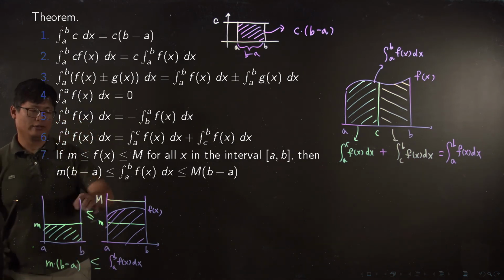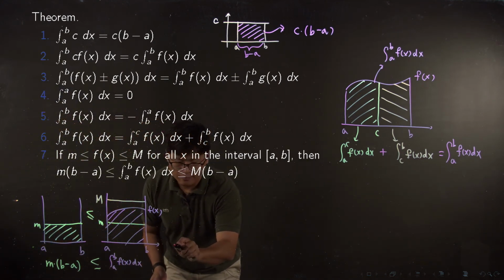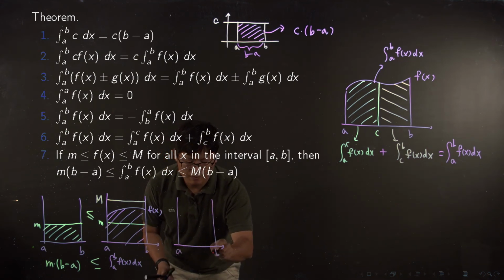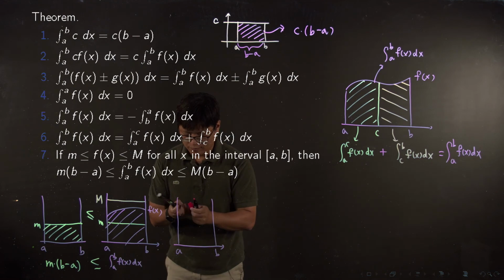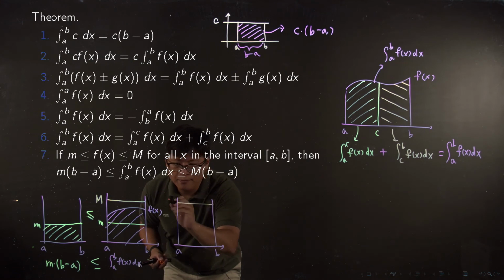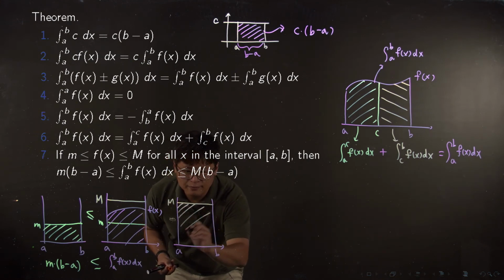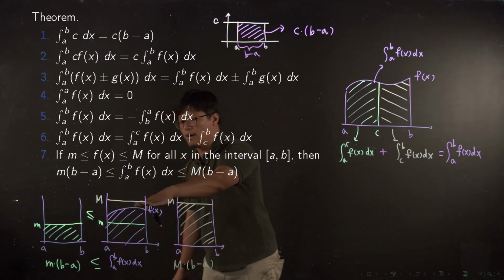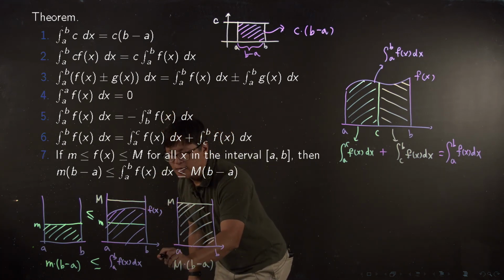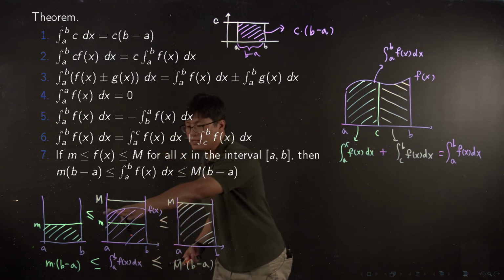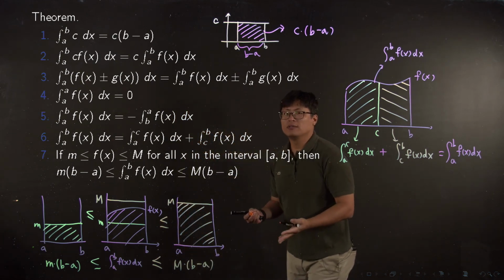Then what about the upper bound? The upper bound is here, which is capital M. I'm talking about this area, the area of a rectangle, base times height. And since it's the upper bound for this function, this area is always bigger than the area under the curve. Always. So this inequality is true for the upper bound and lower bound.